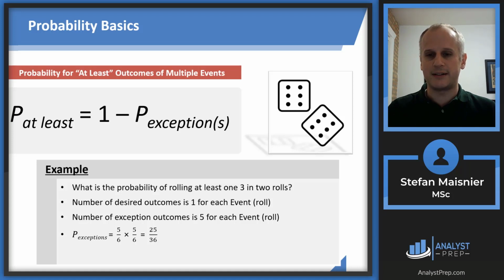We take the product of those two probabilities and find that there are 25 out of 36 rolls that do not involve the 3. Then we simply have to subtract that 25 out of 36 from 1, find the common denominator, which would be, of course, 36 out of 36, subtract the exceptions, and we get to the exact same 11 out of 36 probability in what I like to think is a more streamlined fashion.